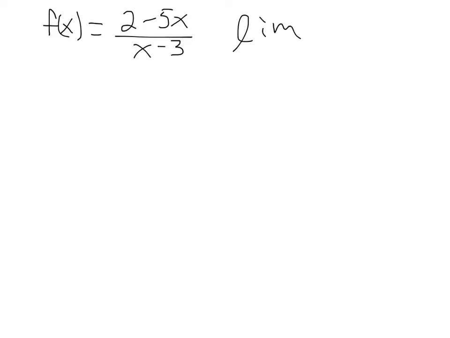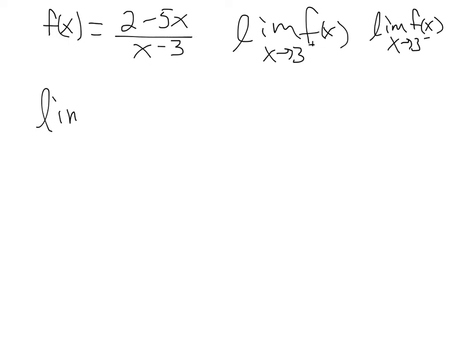Now let's look at determining these limits analytically. So let's say we have a function f of x is equal to 2 minus 5x over the quantity of x minus 3. And so we want to find the limit of f of x as x approaches 3 from the right, and we want to find the limit of f of x as x approaches 3 from the left. Okay, so first let's talk about the limit as x approaches from the right.